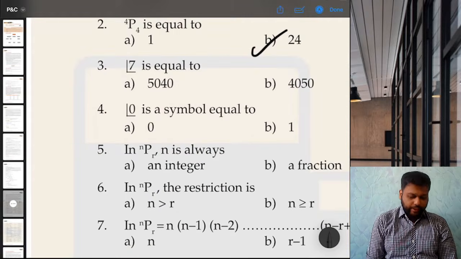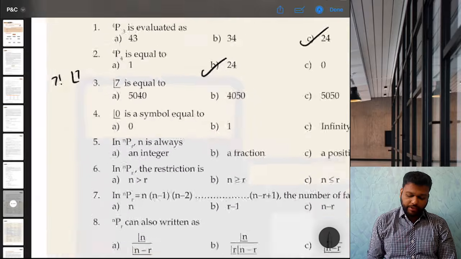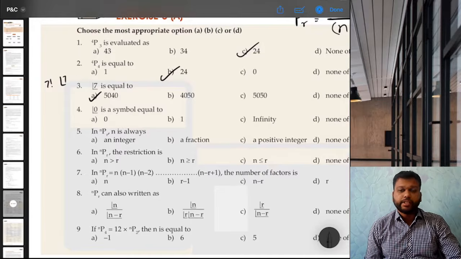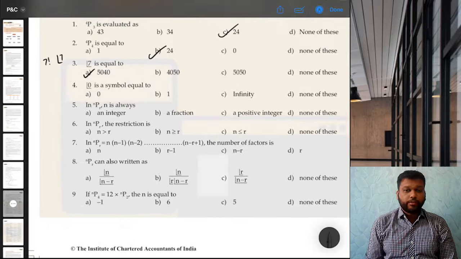This is the factorial sign, so it can be written as 7 factorial like this or like this. So 7 factorial is 5040. If not, you can just take out your calculator and do 7 into 6 into something, or 6 factorial is 720 into 7, which is 5040. 0 factorial is equal to 1.